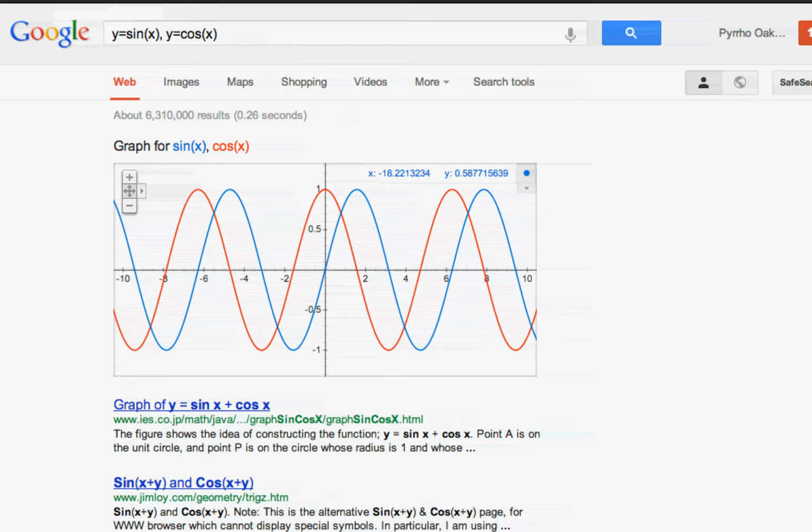And Google now, if you type y equals something in terms of x, will graph it, and if you go comma another one, it'll graph both of them, right? So I have up here sine and cosine, which of course are the same thing, just phase shifted. So when you hear about phase and stuff, it's a phase shift between those two. It's the same thing, but just shifted.